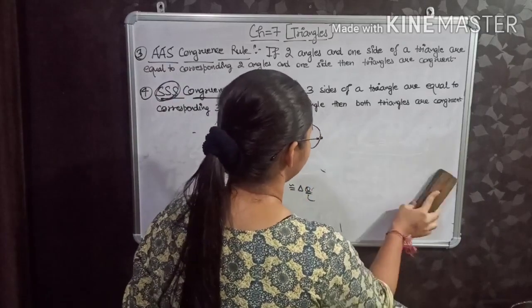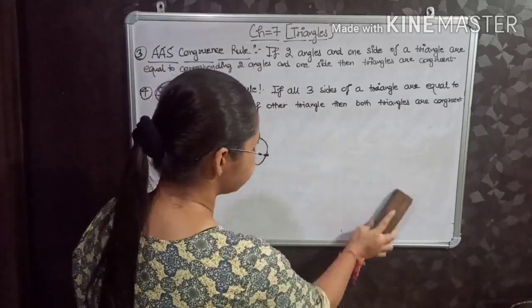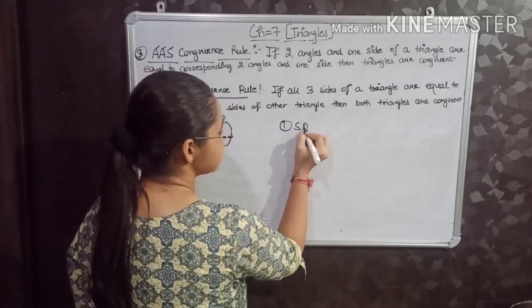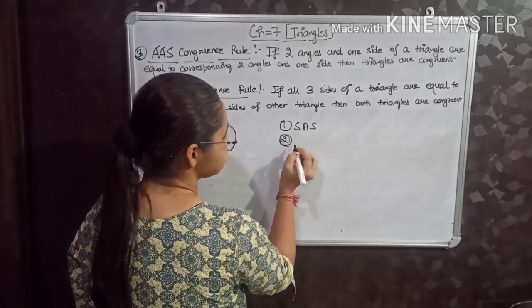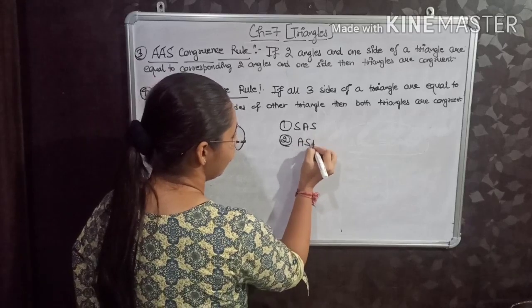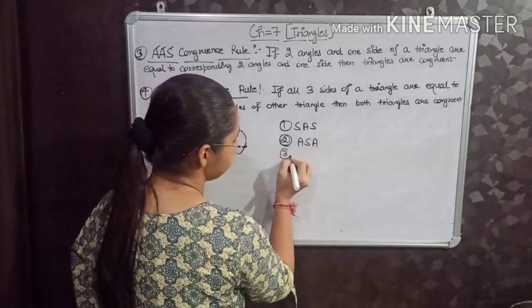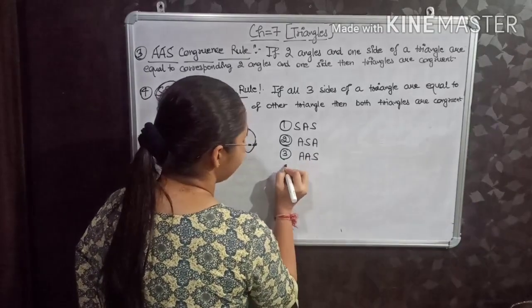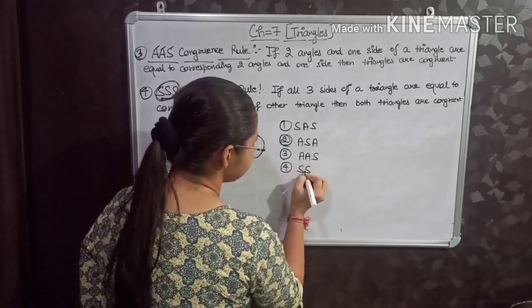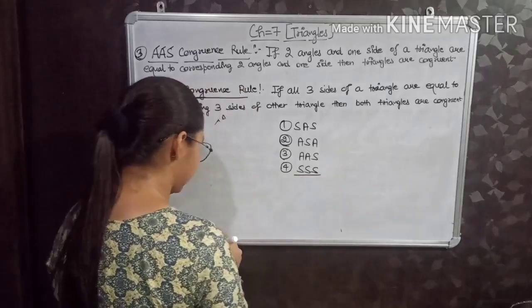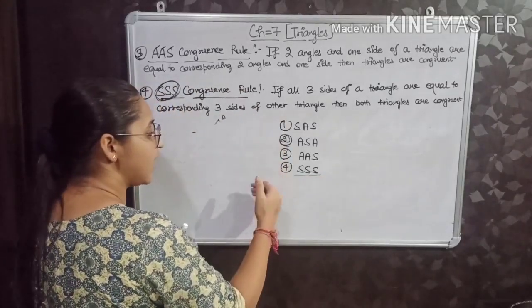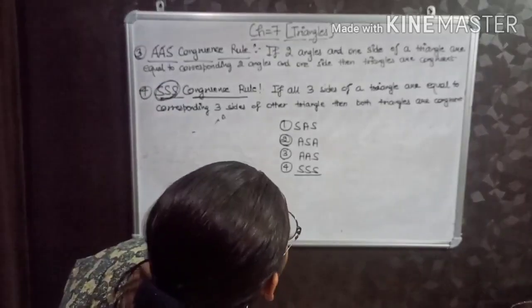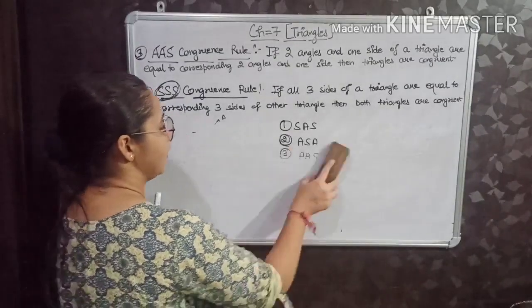So we have discussed four congruency rules up to now. First was SAS, two sides and included angle. Second was ASA, two angles and included side. Third is two angles and any of the sides. And fourth is SSS, all of the three sides. So there are 4 rules and one more rule is there, that is RHS, and we will discuss that rule in the next module.